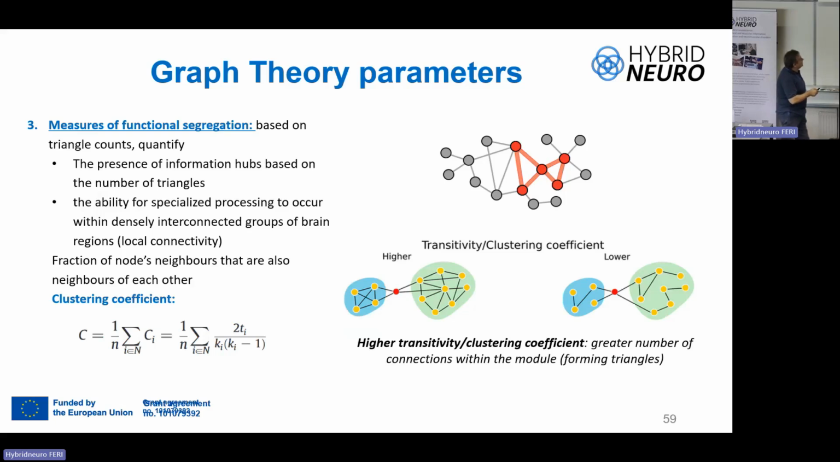It is how many triangles we can obtain. In this case, for example, this is not a triangle, this is a triangle. So how many triangles we can obtain, and also if this node is shared with another triangle. Okay, so this is the clustering coefficient. This is the formula, and this is the local connectivity.